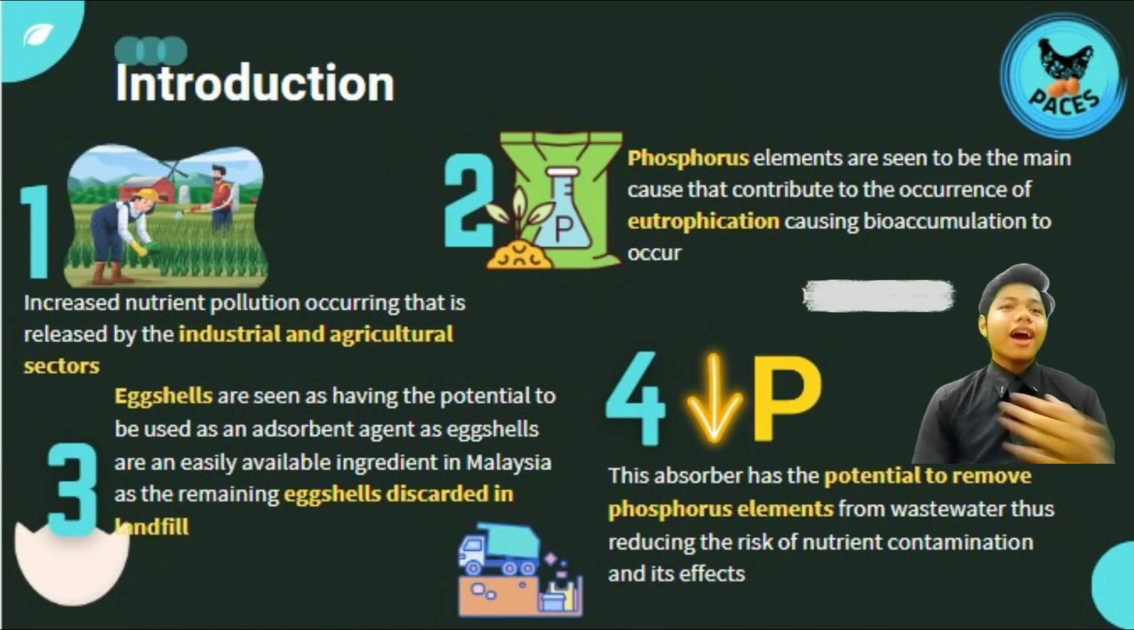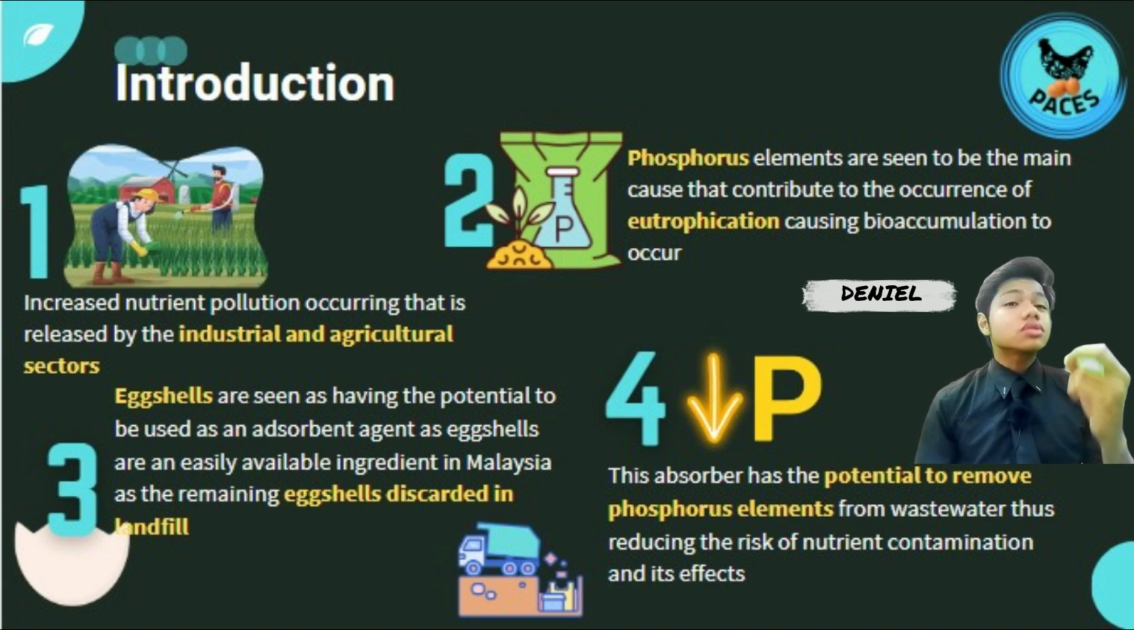Thank you, Azman. I am Deniel. We explain the introduction. In light of the observation we have done, we have found that the phosphorus element that is the source of pollution is mostly from two sectors, namely the agriculture sector and the industrial sector. This is seen as the main cause of eutrophication, which causes bio-creation to occur in the environment.